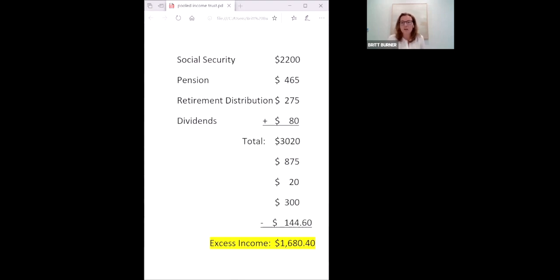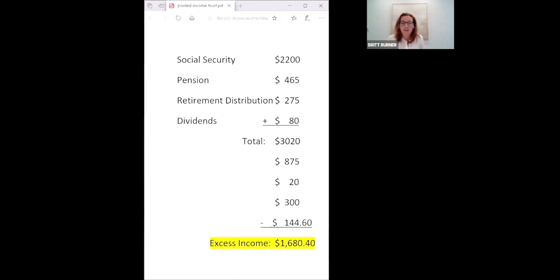So in this case, we are counting gross income numbers. So this is before anything is taken out. So these are all gross numbers. This person's total monthly income is $3,020. We then take off the $875 that you're allowed to have, the $20 disregard. In this case, this client has a $300 supplement, a Plan F or a Plan G if it's a new plan, for their Medicare supplement. Some call this a Medigap policy, and that is their monthly payment. And then $144.60, that is their Medicare Part B premium.